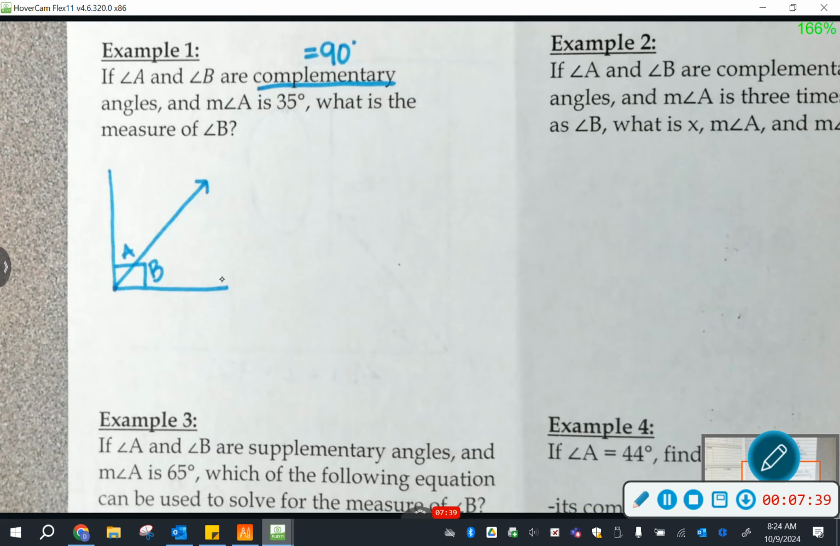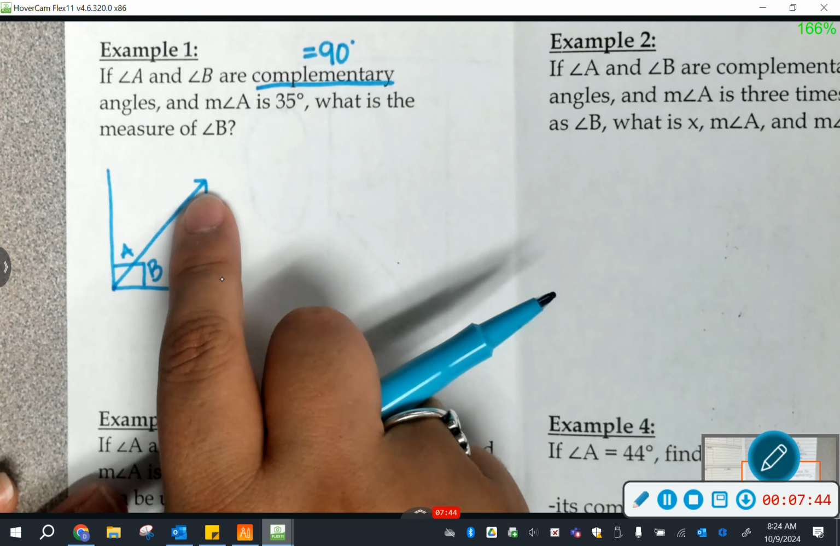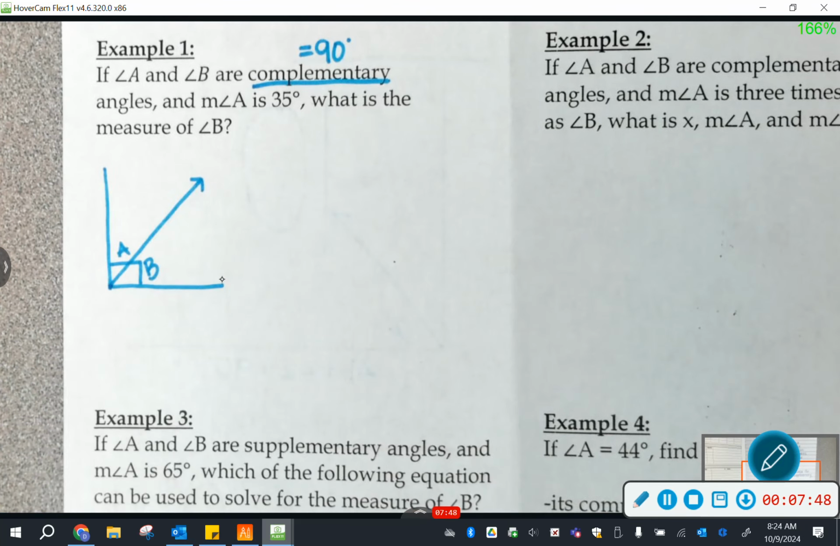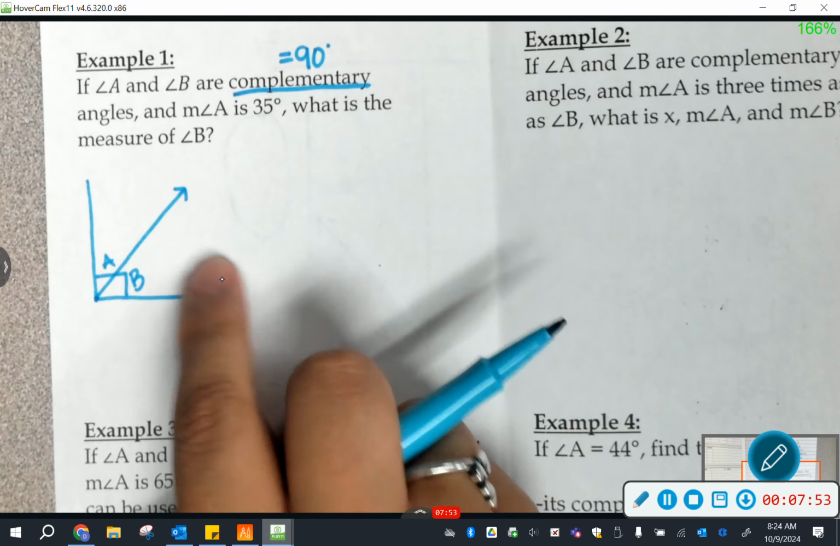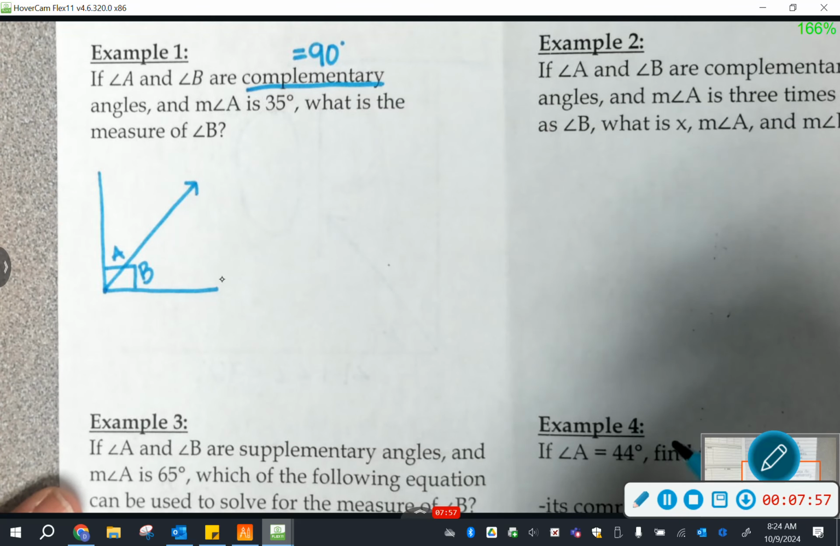I do want to let you know, do you agree these two angles share a side right here? They're adjacent. Complementary angles do not have to be adjacent. They could be far away from each other and still add up to 90. But usually when I draw them, I'm going to draw them adjacent. All right, what else does it tell us in this problem?